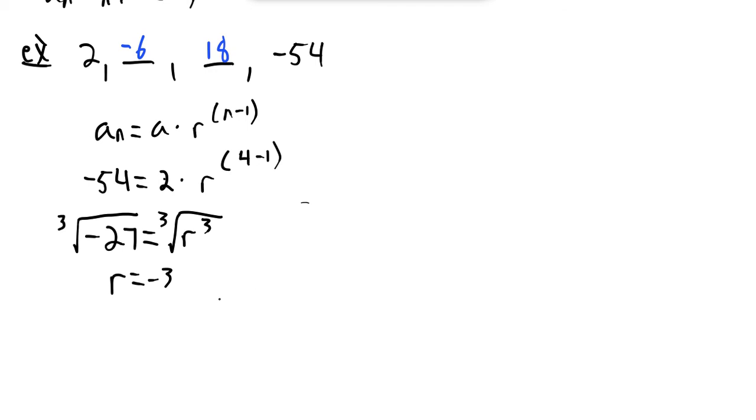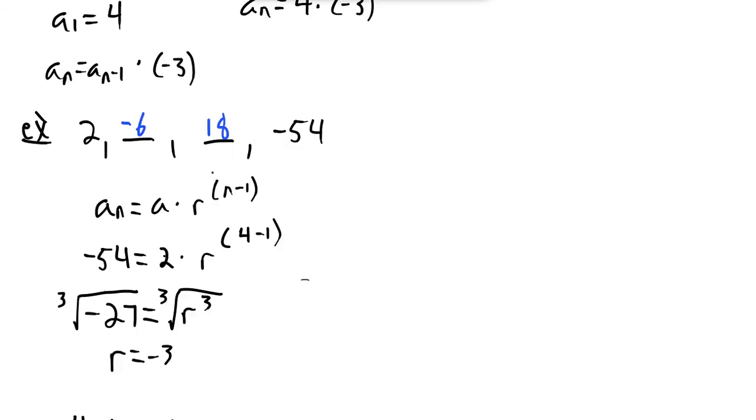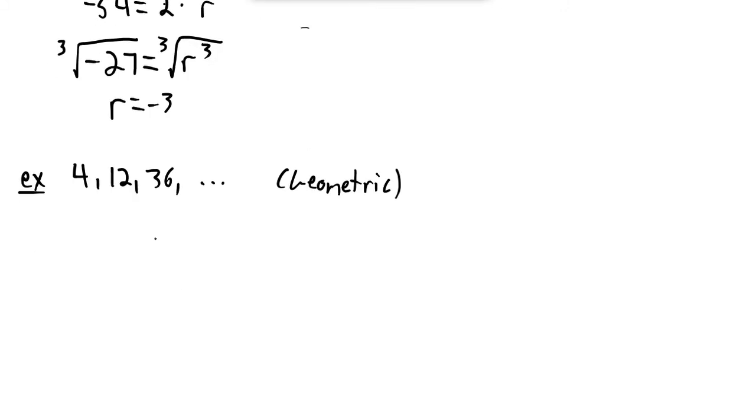All right, another example. Let's say we have some numbers in a sequence: 4, 12, 36. We know this is a geometric sequence. By the way, that's important for this previous one here. This is only if we're told this sequence is geometric. Can we do this? Okay, so we know this is geometric, and we're trying to solve for a sub 10. How would we do that?